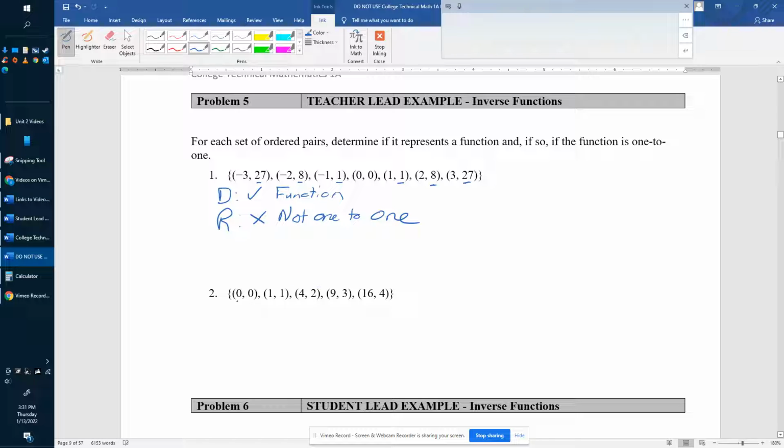Let's look at number 2. Does each item in the domain only happen once? 1, 2, or 0, 1, 4, 9, 16. Yes, so it is a function. How about the range? 0, 1, 2, 3, 4. Range is good. Each item only appears once, so it is one-to-one. So this is a one-to-one function.